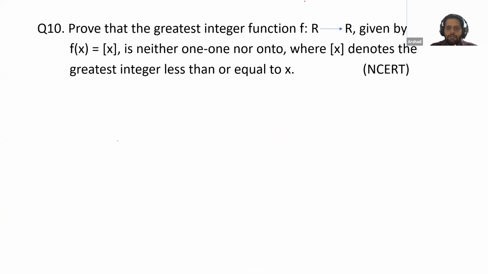Prove that the greatest integer function given by this is neither one-one nor onto, where this denotes the greatest integer less than or equal to x. Now, you have already done the greatest integer function in class 11. Okay, so I hope you remember that. Can anyone tell me what the greatest integer function is?